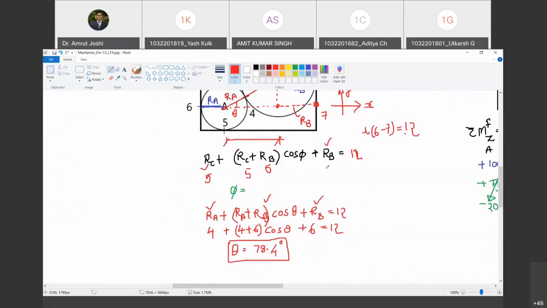And therefore, what will be the value of phi? 84.7 degrees. Not a very good geometry, but it's all right. So 84.7 degree. Are you with me?